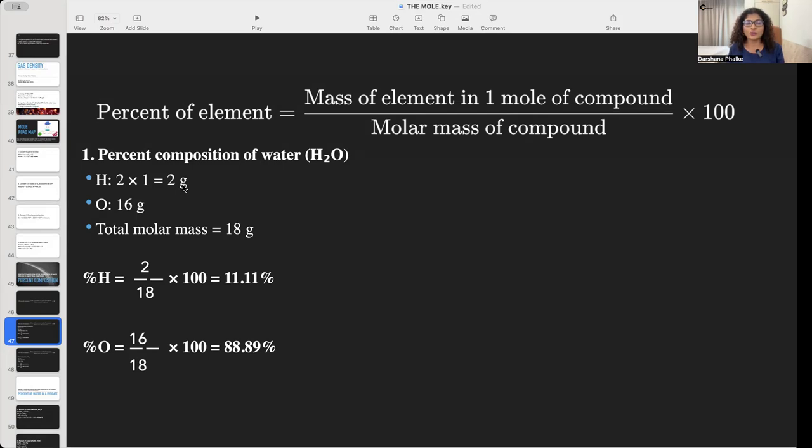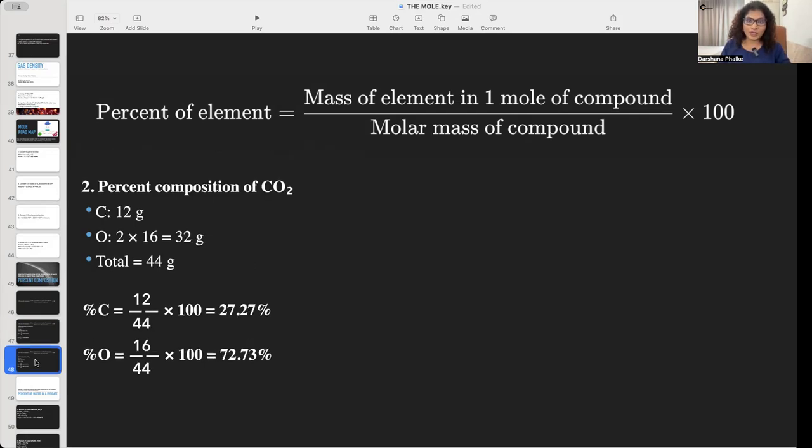Total molar mass is going to be 18 grams. So how do you find the percentage of hydrogen? Simple, right? 2 grams over 18 grams, multiplied by 100. Similarly, the percentage of oxygen is going to be 16 grams of oxygen in 18 grams of water. So that is the percentage of oxygen. Let's see one more example.